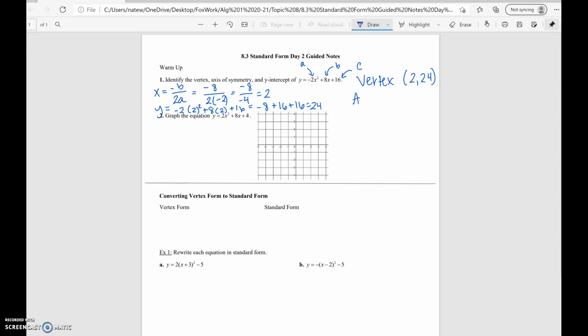Our axis of symmetry, remember that's our h value or our x value here, so x equals 2. And then our y-intercept is our c value, so 0, 16.